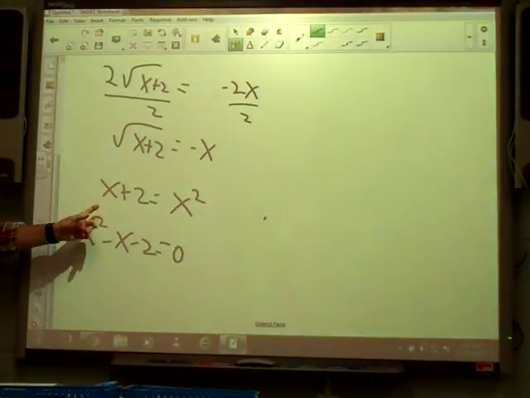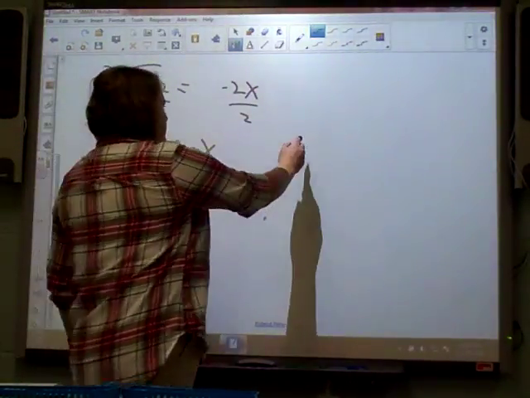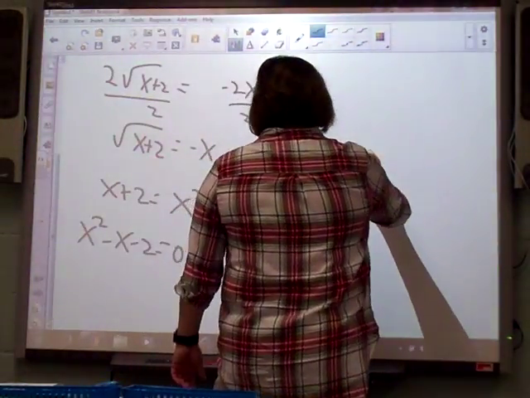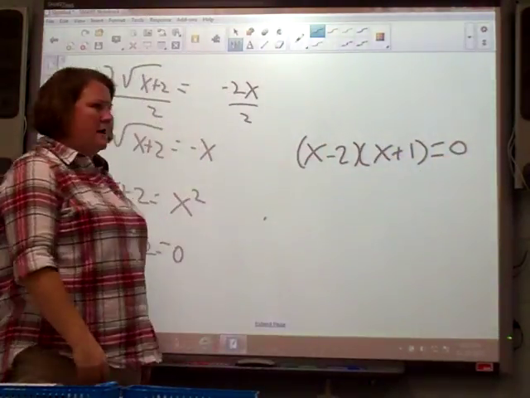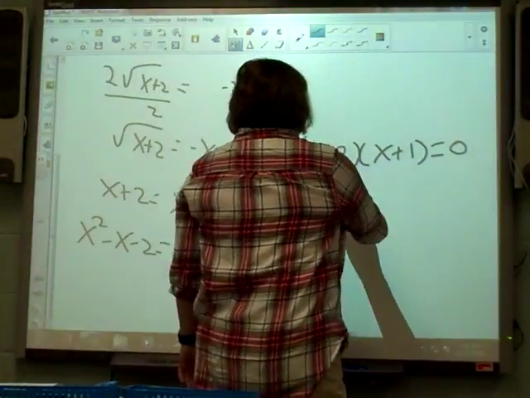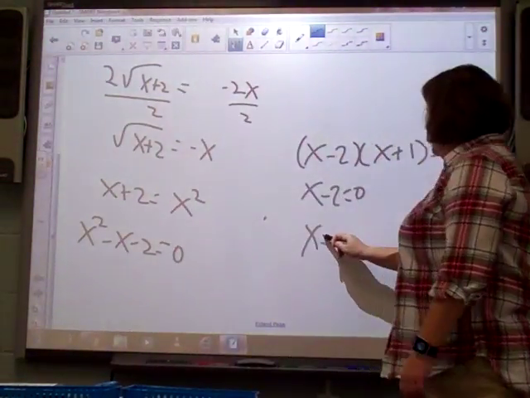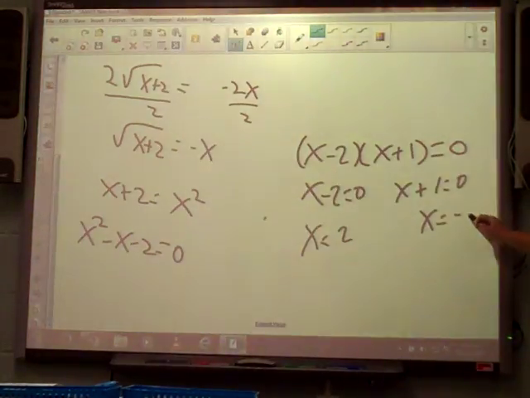Alright, so now I need factors of negative 2 that add to negative 1. Right? So if x minus 2 equals 0, you get x is 2. And if x plus 1 equals 0, you get negative 1.